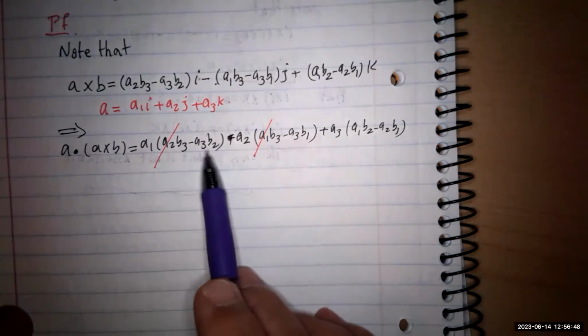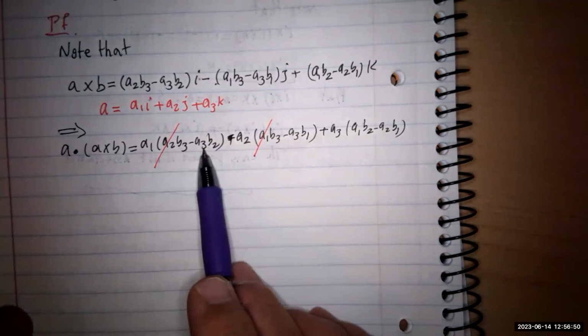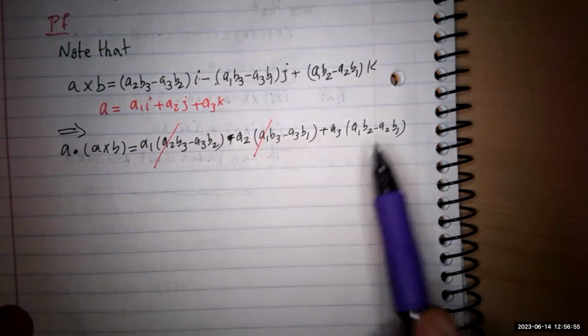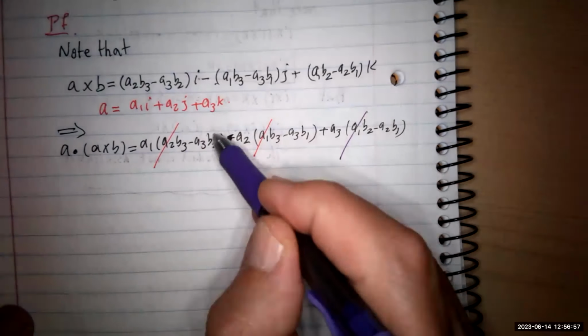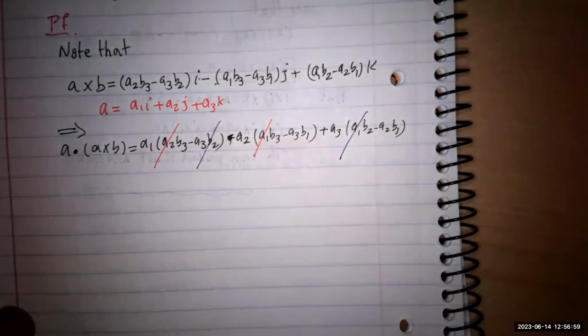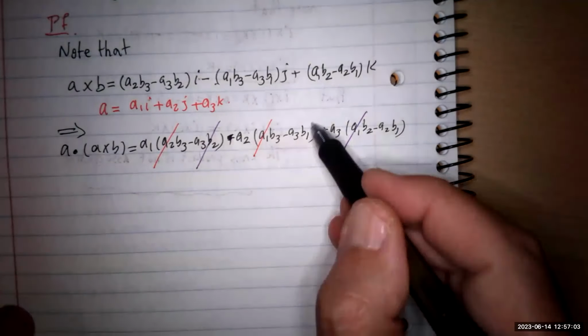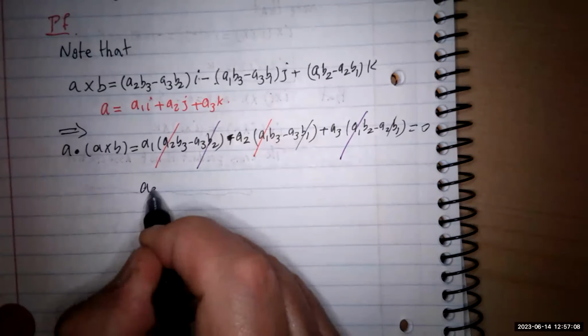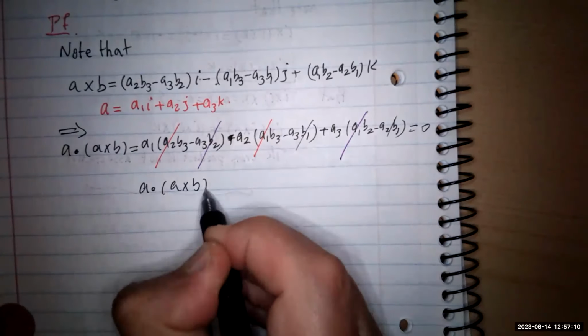The next one is this one, A1, A3, B2. A1, A3, B2. With this one would cancel out, and these last two would also cancel out. So that gives you 0. So A dot A cross B would be 0.